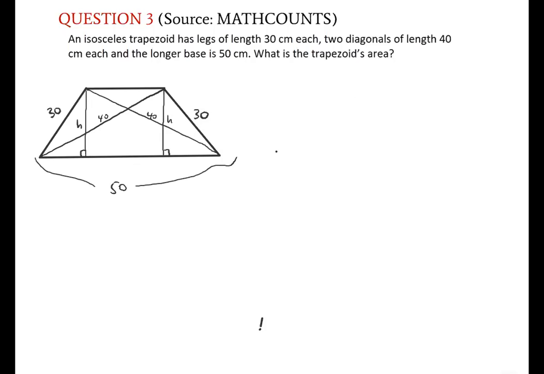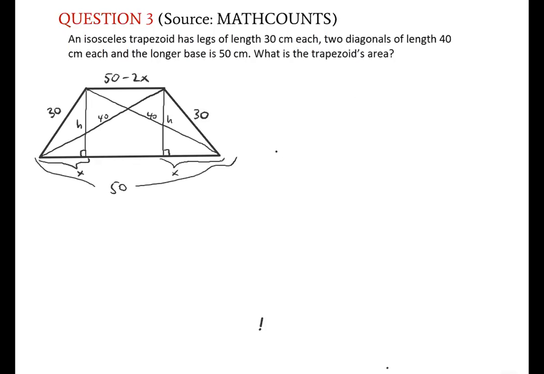And first, we want to find, let's see. Okay. We're going to call this thing x and this thing also x since they're the same because it's an isosceles trapezoid. So that means that this shorter base is 50 minus 2x. And we want to find what x is and h.